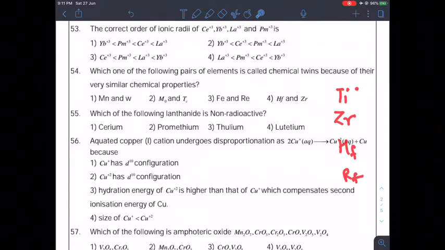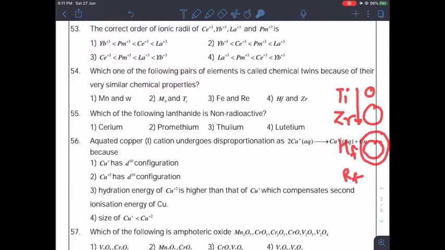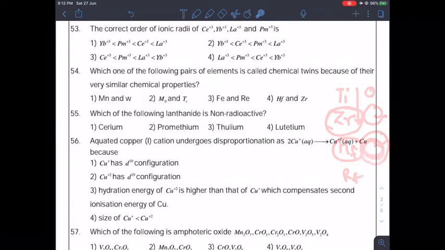When you move from 3d to 4d, there is a considerable increase in size. But when you move from 4d to 5d, the expected size should be larger, but because of the lanthanoid contraction it becomes smaller and comes very close to zirconium. Because of this, the properties of zirconium and hafnium become very similar. So that's the word used here. So my answer would be the 4th.